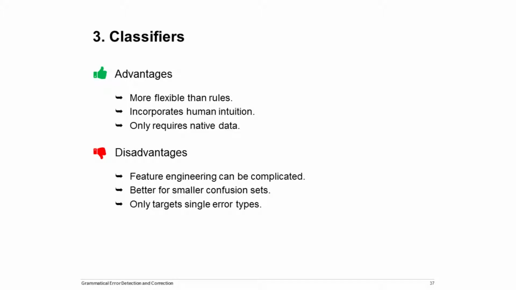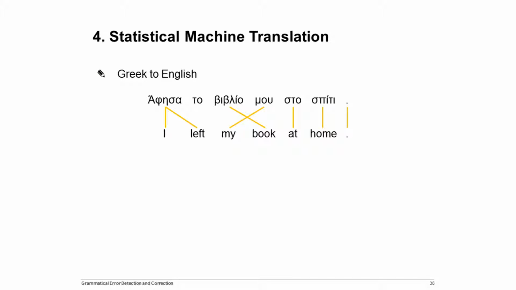So another disadvantage is, like rules, it only targets single error types. So in theory, you have to build lots of classifiers for all the different types of things you want to fix, which isn't really ideal. Here's the Greek I told you about.